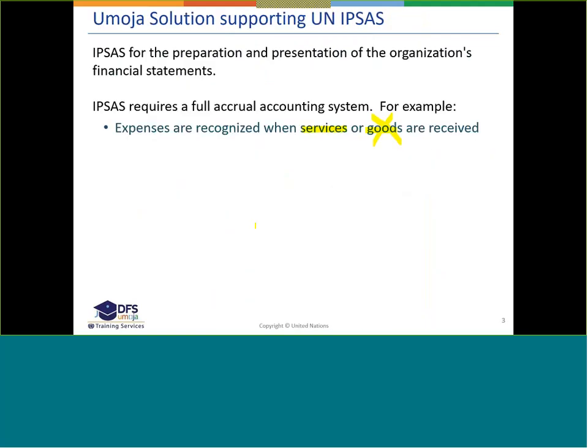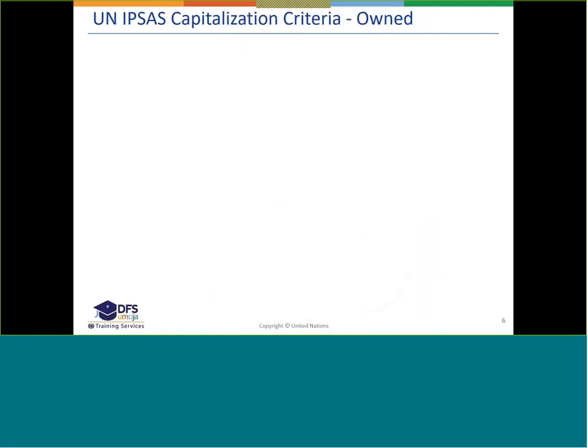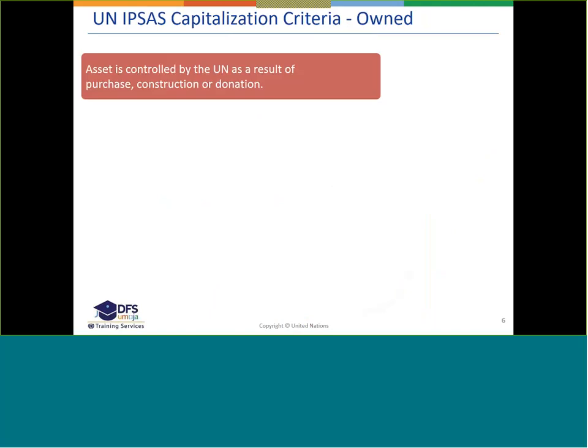Okay, so let's go ahead. Now, what are the IPSAS capitalization criteria for fixed assets? This is very important. I hope most of you already know about it. Otherwise, just pay attention. This slide is very important. First, IPSAS capitalization criteria tell us that the asset has to be controlled by the UN. This is what is called the control principle.